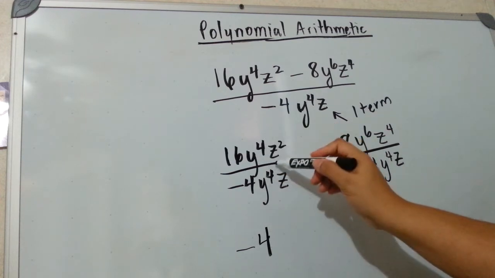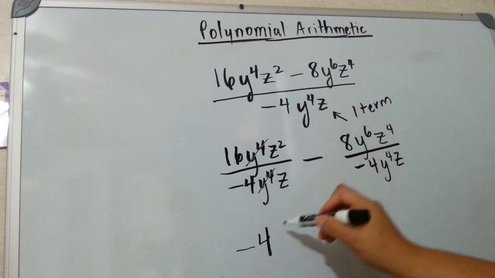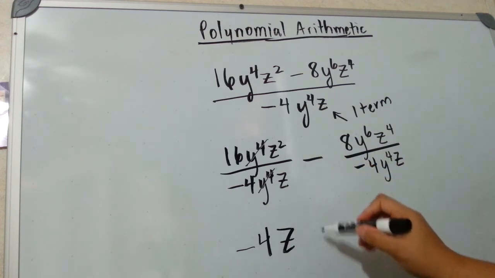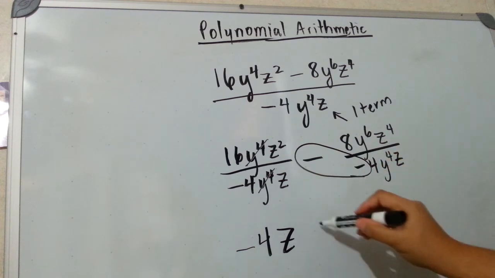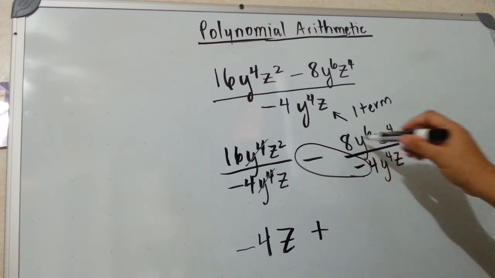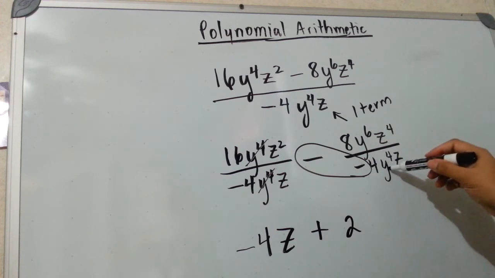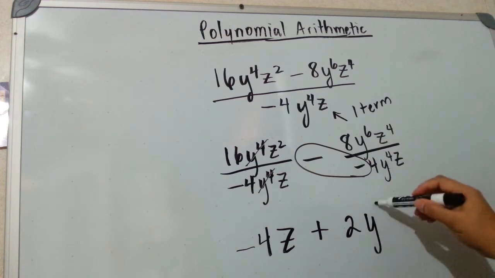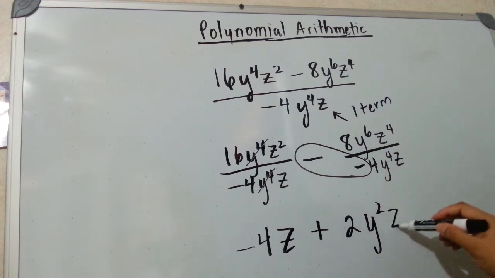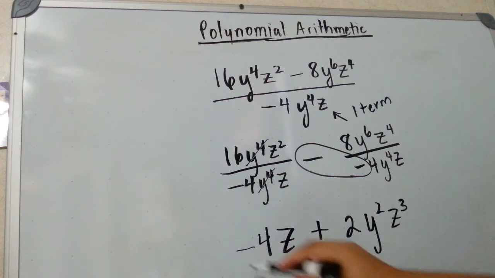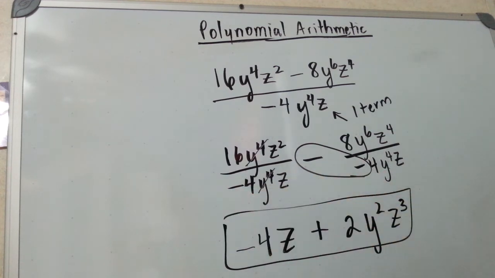Y to the 4th, they cancel. Z squared over z, you have 1 z left over. Now, you see this right here? They cancel each other out. 8 divided by 4 is 2. Y to the 6th, y to the 4th. You have 2 y's left over. Z to the 4th, z to the 3rd. These are not like terms, so this would be your answer.